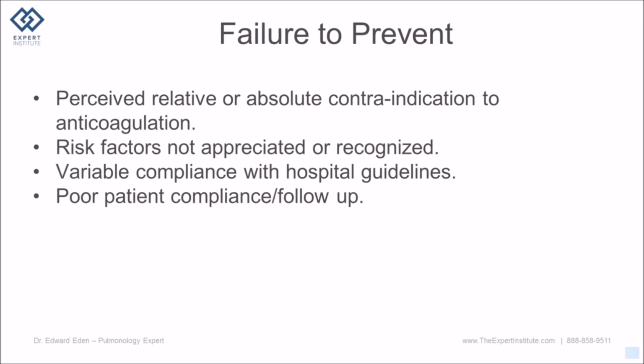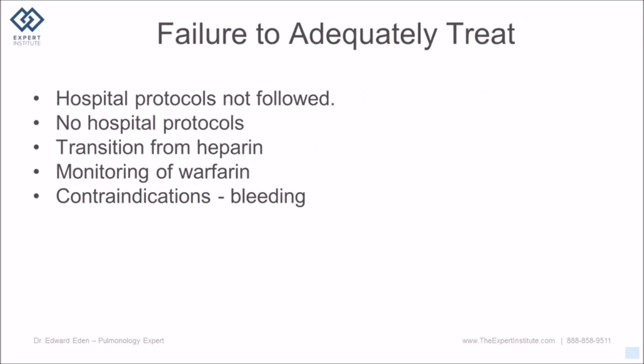Failure to prevent. There may be a perceived but not true relative or absolute contraindication to anticoagulation. Risk factors may not be appreciated and recognized, hospital guidelines may not be followed completely, and the patient may be responsible in some cases for poor compliance with treatment and poor follow-up for monitoring of their blood tests. Next slide.